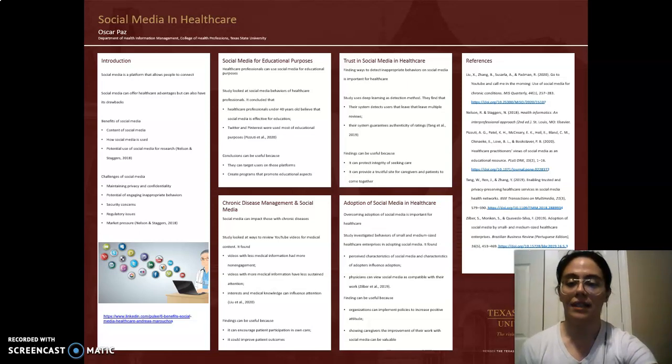Adoption of social media and healthcare. In a survey-based study, authors looked at social media behaviors of small and medium-sized healthcare enterprises, and they found that perceived characteristics of social media and characteristics of adopters positively influence the adoption and use of social media. The authors attributed the influence of characteristics of social media to physicians' abilities to see the benefits and compatibility of social media to their work.